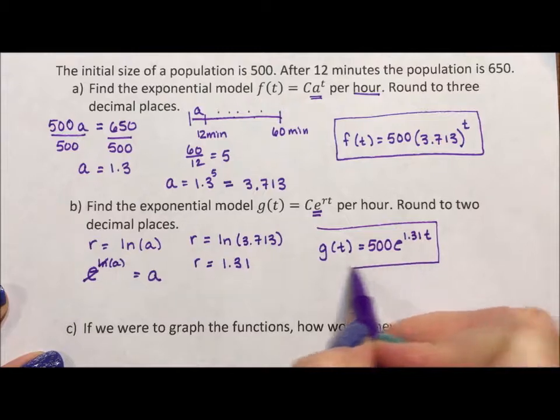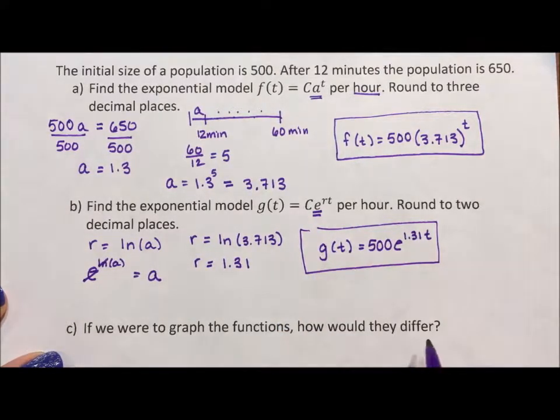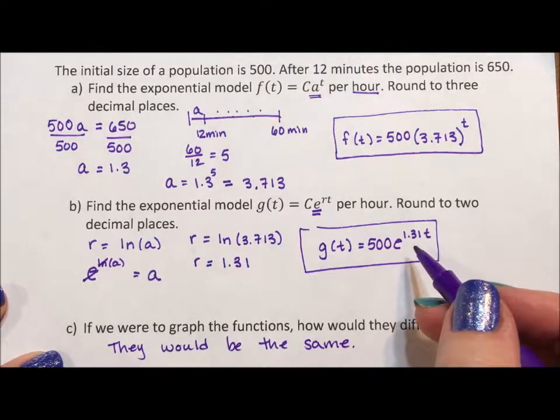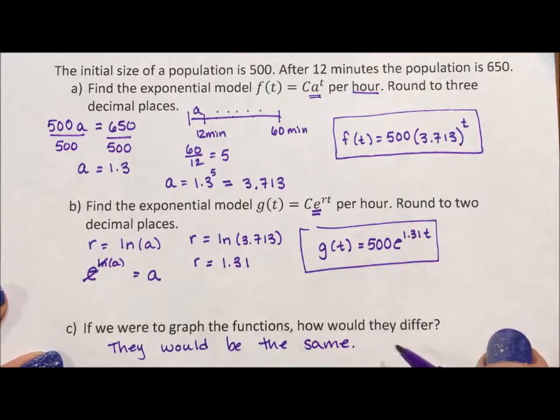The last question says, if we were to graph, how would they differ? And the answer is, of course, they wouldn't. They would be the same because they are representing the same situation. They are both exponential models for the same situation, and so their functions graphed would be exactly the same.